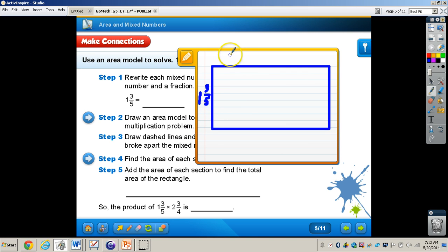And then the top part, 2 3/4. Okay, so we have 1 3/5 and 2 3/4. Now what we need to do for step 3 is draw dashed lines and label each section to show how you broke apart the mixed number in step 1. So remember, step 1 we had 1 plus 3/5 and also 2 plus 3/4. And we'll look at this together.